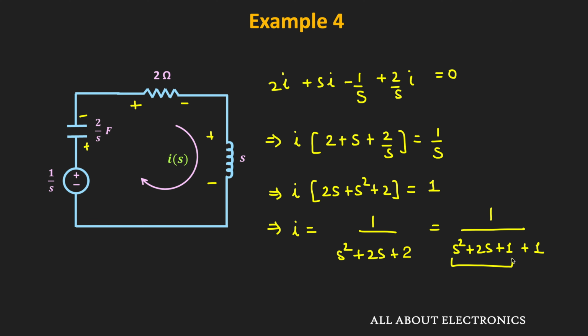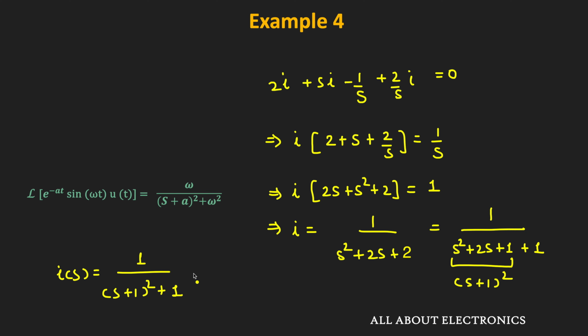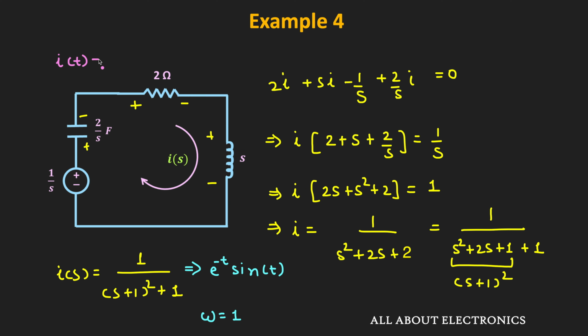We know that this term is equal to S plus 1 whole square. So we can say that this current I of S is equal to 1 divided by this S plus 1 whole square plus 1. We know that the Laplace transform of e to the power minus at times sin omega t is equal to omega divided by S plus a whole square plus omega square. That means over here the value of the omega is equal to 1. If we take the inverse Laplace transform of this term, then we will get e to the power minus t times sin of t. So we can say that the current through the given circuit, or this I of t, is equal to e to the power minus t times sin t.